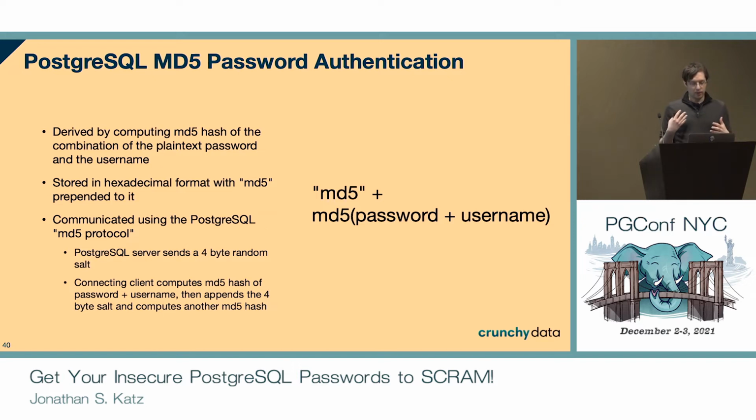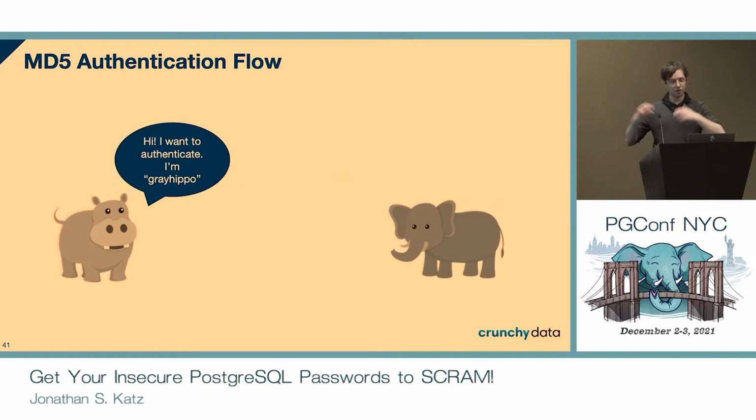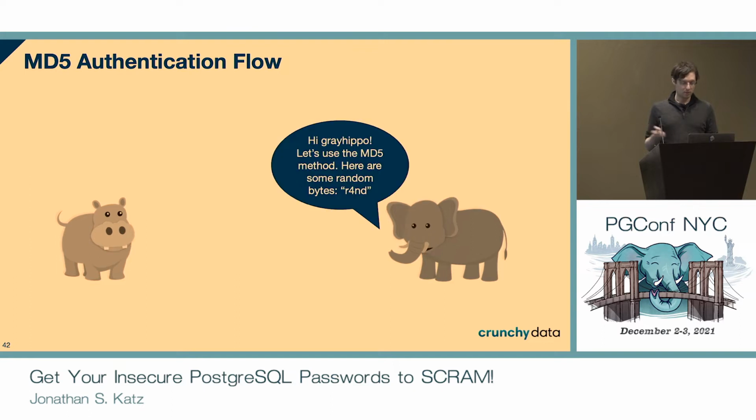The way that you do a verification is using what we call the Postgres MD5 protocol, which, as I mentioned, all of the client drivers, when this was added, had to update to be able to support this as part of the Postgres protocol. The way it works is that GreyHippo wants to authenticate. It says, hey, I'm GreyHippo. Postgres comes back and says, all right, GreyHippo, we're going to use the MD5 method for authentication.